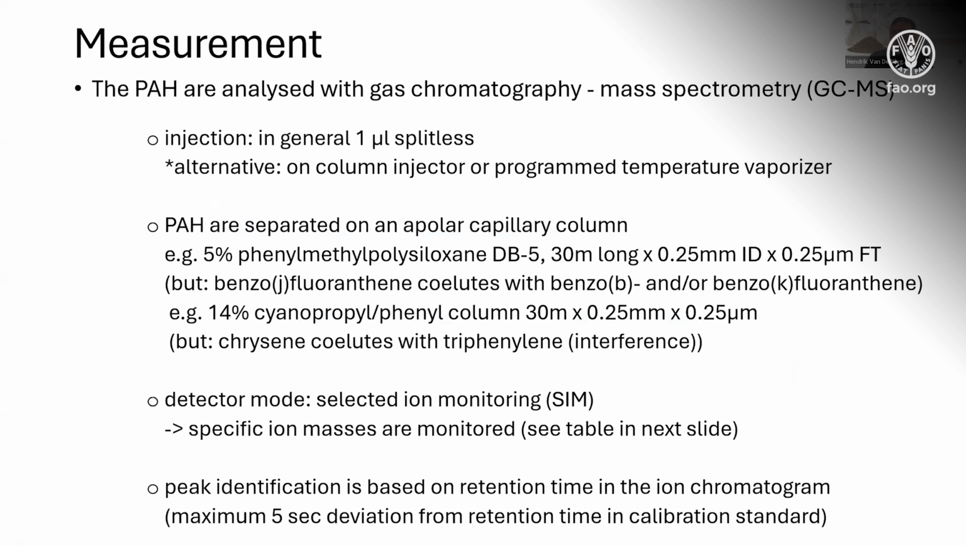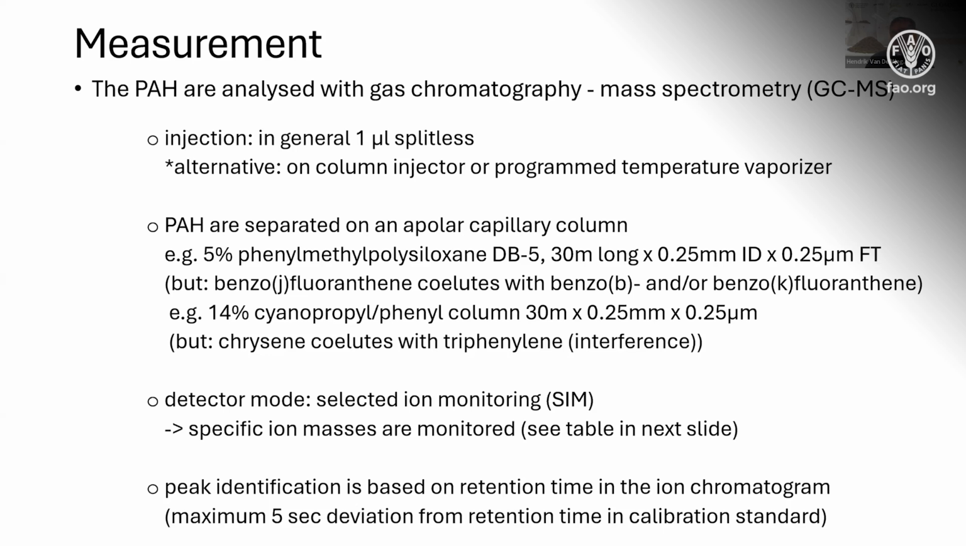In general, we inject 1 microliter of the extract in splitless mode. That means that the complete 1 microliter comes onto the column. Alternatively, you can also use an on-column injector or a programmed temperature vaporizer, a so-called PTV, but I will not go in detail about this. It depends on the instrument that is available in your laboratory.